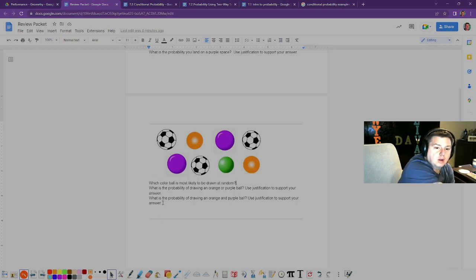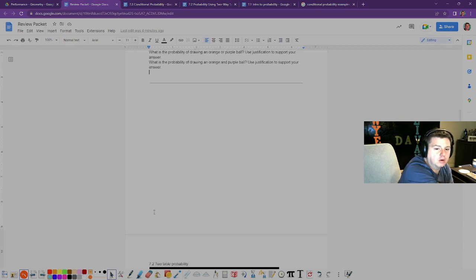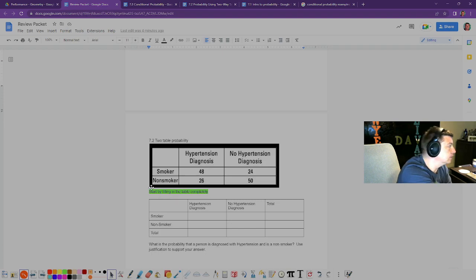And then this question hopefully will trip them up a little bit, but once they start to think about it, what's the probability of drawing an orange and a purple ball? So only one of these is orange and purple. And hopefully they're going to tell me nothing, because there are no balls that are orange and purple. We'll see how that one goes.